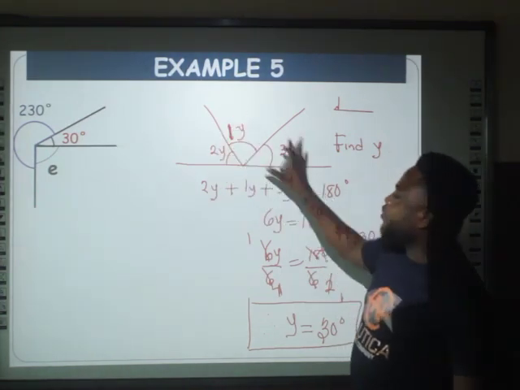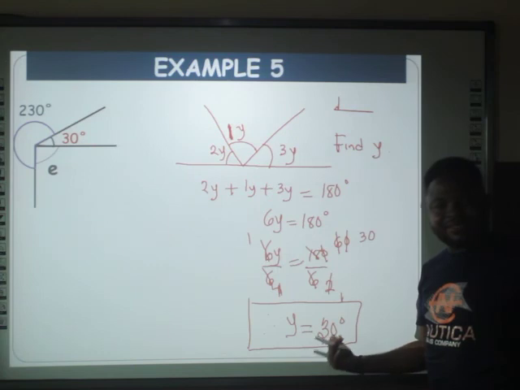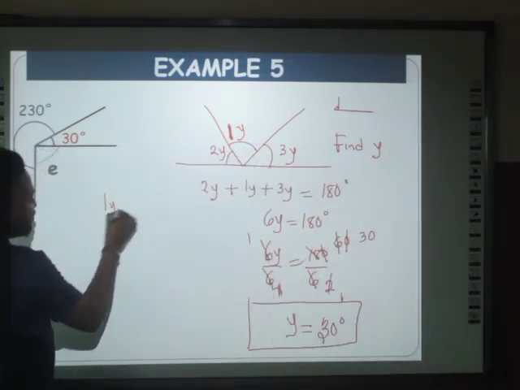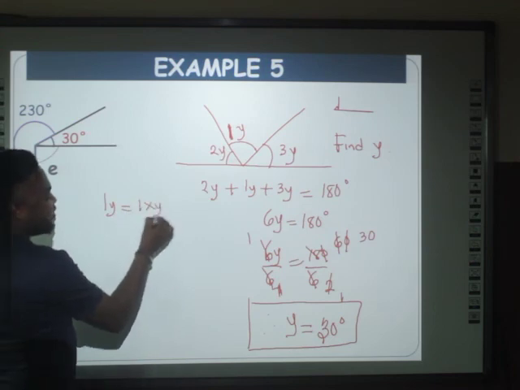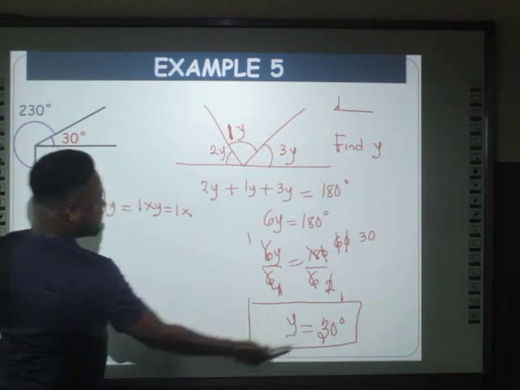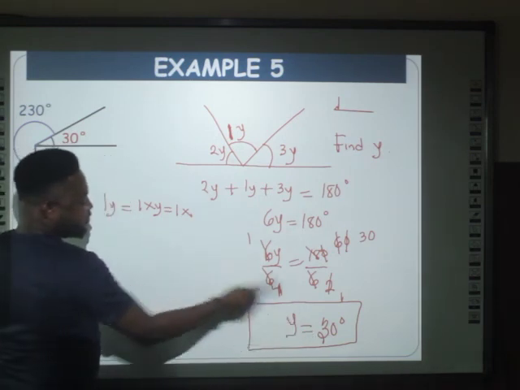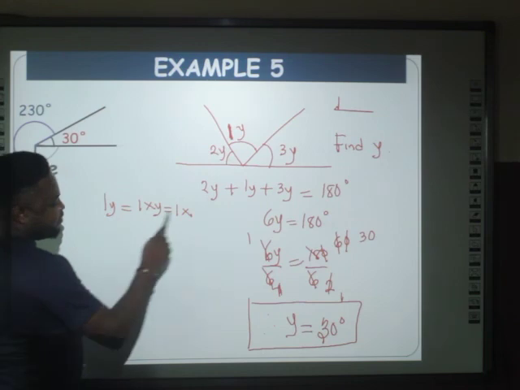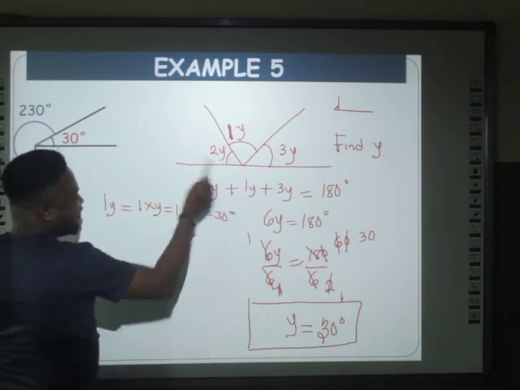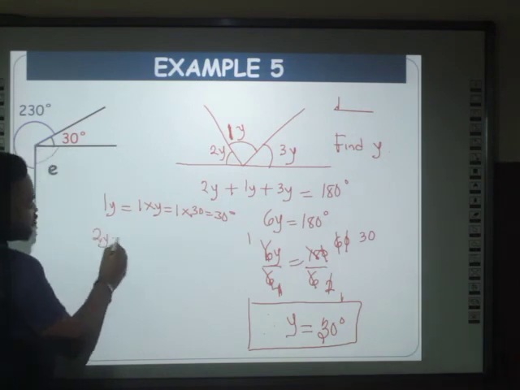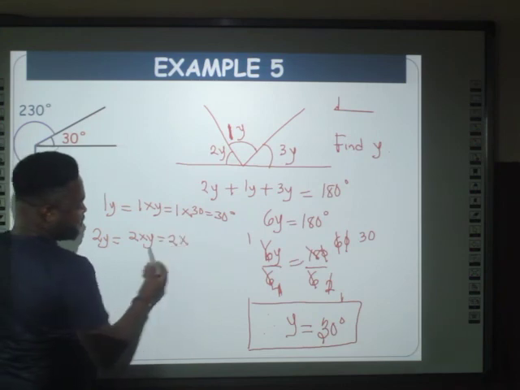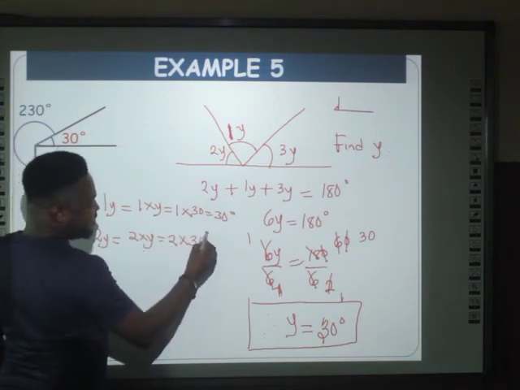Now, let's say for instance, you are now asked what will be the value of all these missing angles, knowing fully well that y is 30 degrees. So in the first case, 1y is simply 1 times y, which is 1 multiplied by our value for y, 30 degrees. We now substitute y with what? 30 degrees. So that's going to give us 1 times 30, which will give us 30 degrees. Then 2y is simply going to be 2 times y, which is 2 times, what's our value of y? We replace it with 30 degrees as usual.